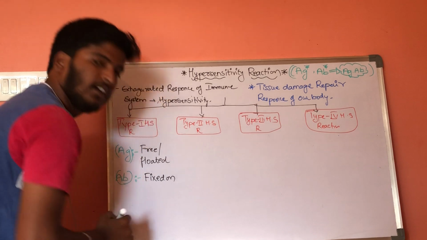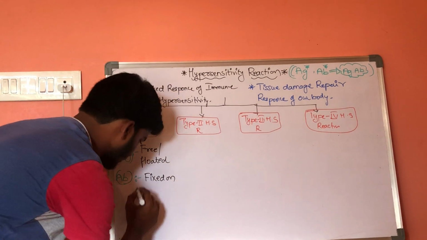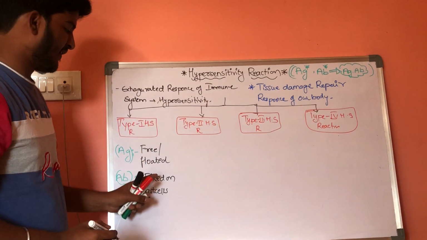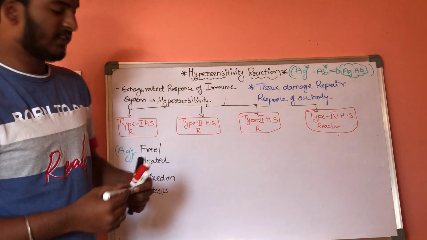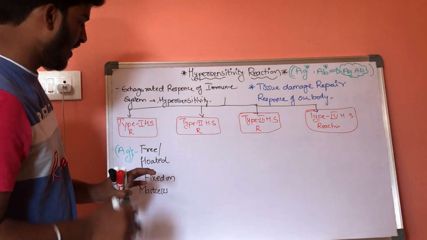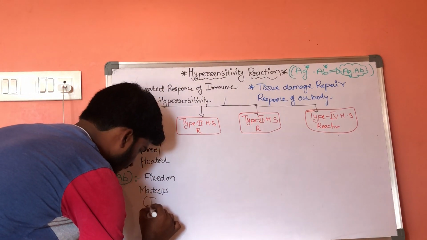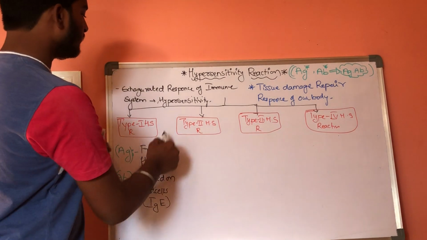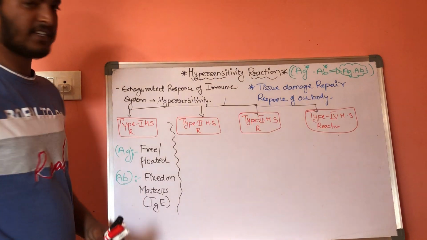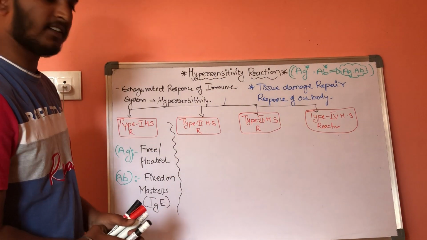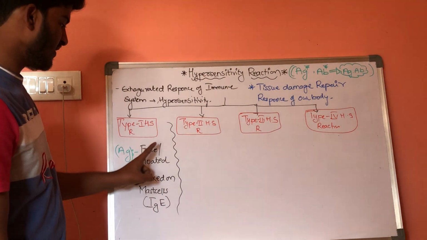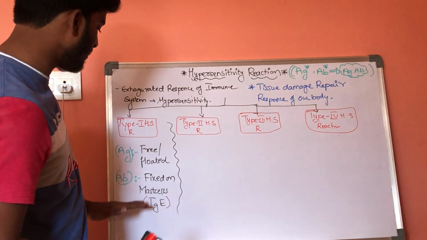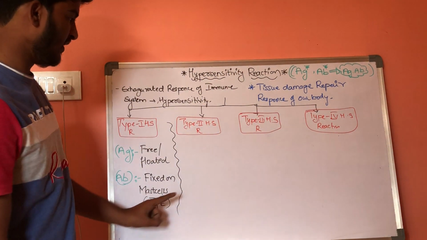on macrophages or on mast cells. Antibodies are fixed on mast cells. The type of antibodies present in type 1 hypersensitivity reactions is IgE. So the basics of type 1: the antigen is free and floating in the plasma, whereas the antibodies are fixed on mast cells, and the antibodies present are IgE type.